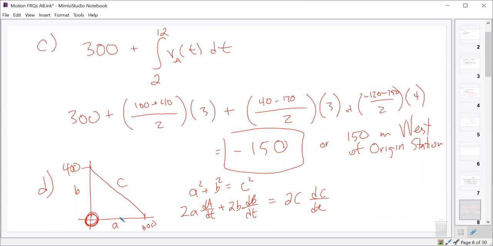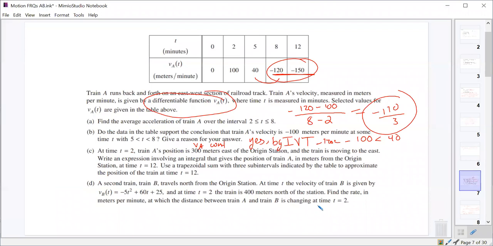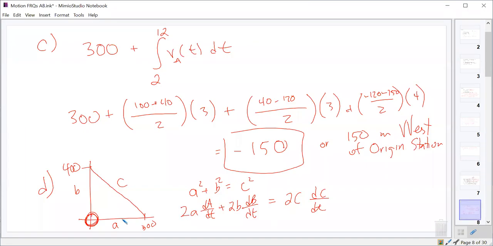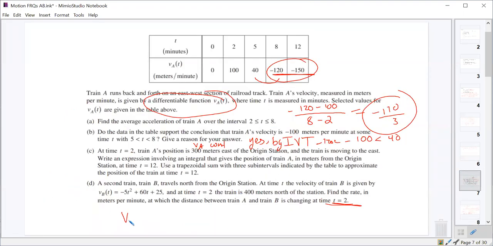dA/dt is just the velocity of train A at t equals 2. So what's the velocity of train A at t equals 2? Should be 100. And the value of A was 300, so this ought to be 600 times 100. Value of B was 400, so that'll be 2 times 400 is 800. And then the value of dB/dt at 2, well, what is this?